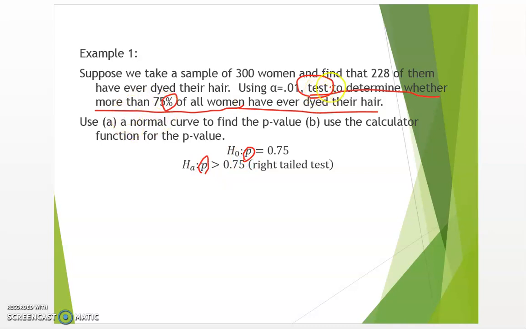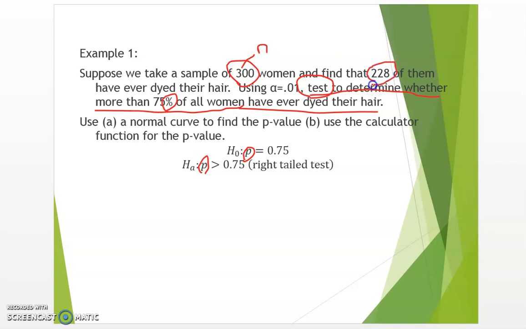Now the hypothesis is to determine whether more than 75%. So the alternative hypothesis would be p greater than 75%, which is 0.75. The null hypothesis would just be p equals 0.75. Because this is a greater than sign, this is going to be a right-tailed test. Other information you can note is that 300 is going to be the sample size n.